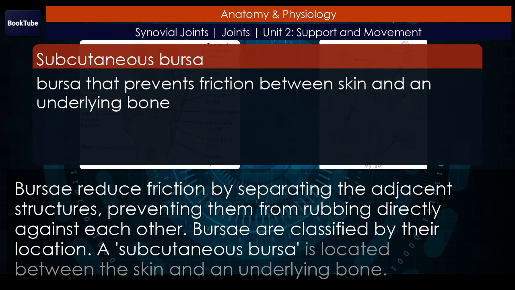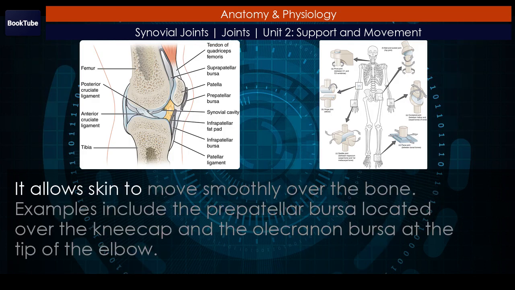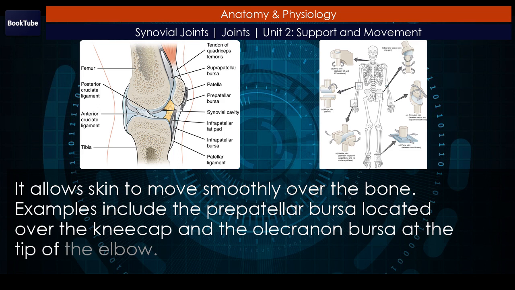A subcutaneous bursa is located between the skin and an underlying bone. It allows skin to move smoothly over the bone. Examples include the prepatellar bursa located over the kneecap and the olecranon bursa at the tip of the elbow.